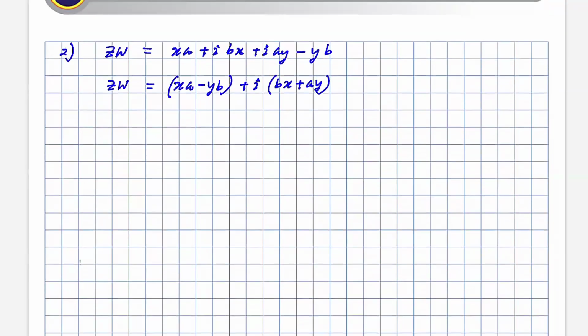Okay. First of all, Z times W is multiplication, right? So it's going to be XA plus iBX plus iAY, then minus YB. So this is going to be XA minus YB plus i(BX plus AY). That is going to be CW.